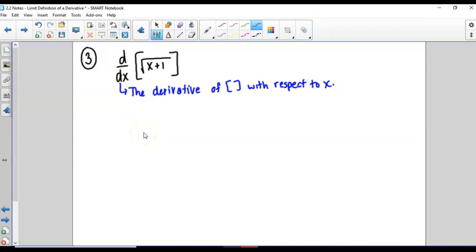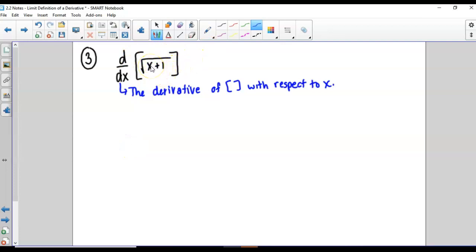But when we get to some of the more advanced stuff with derivatives, like related rates, it won't always be with respect to x. So I think of that top part telling me to find the derivative, and then the dx tells me with respect to what variable, but it's always going to be x for you right now, so it's nothing to worry about. So this means find the derivative of whatever is inside of the brackets.